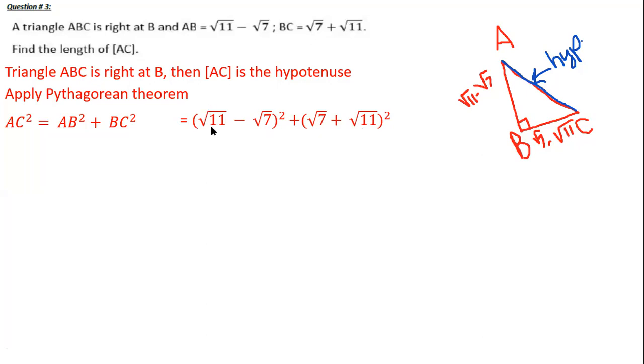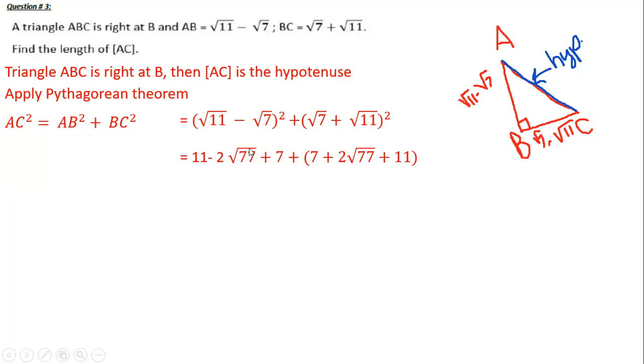So if I want A squared, it is radical 11 squared. Of course, this squared cancels the radical. It is 11 minus 2AB. When I multiply radical 11 by radical 7, it gives me radical 77 times 2.